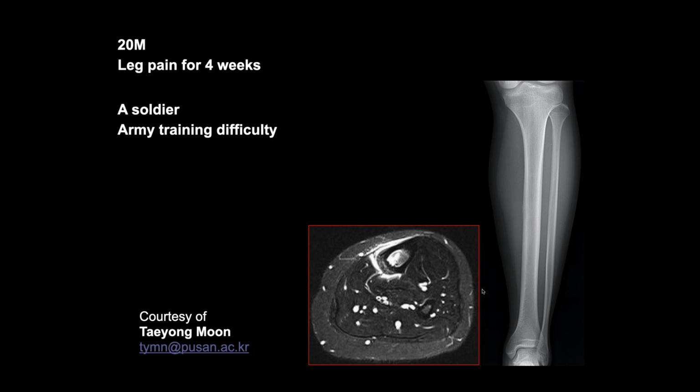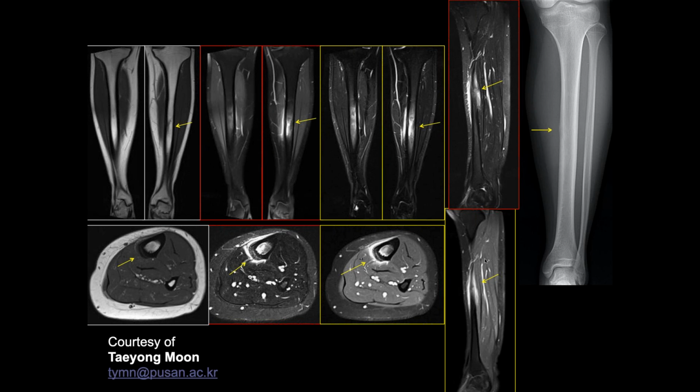Okay, 20 years old, leg pain for 4 weeks, and he's a soldier. And it looks like he does have some periosteal reaction along the medial tibia and some surrounding edema. I think this is a pretty classic location for a stress fracture. Medial tibial stress syndrome.